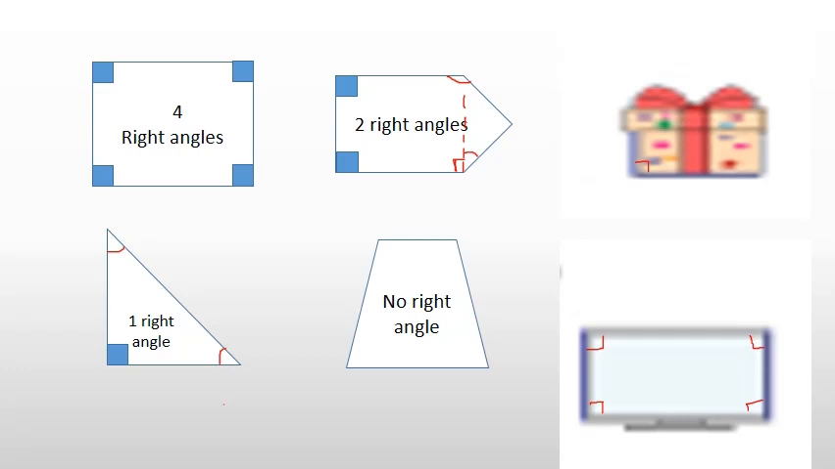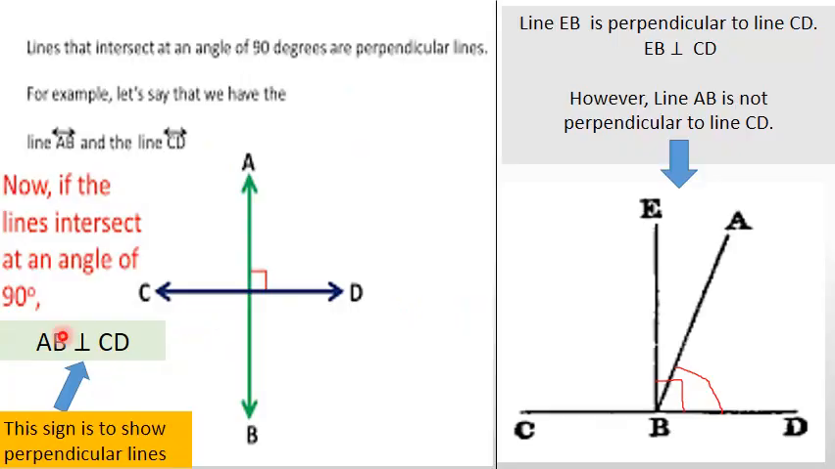In this TV screen we have 4 right angles because this is a rectangle. One right angle is here, one right angle is here. So this means that all the lines, this line is perpendicular to this line is perpendicular to this line, different lines are perpendicular to different lines. Okay, so lines that intersect at an angle of 90 degrees are perpendicular lines.